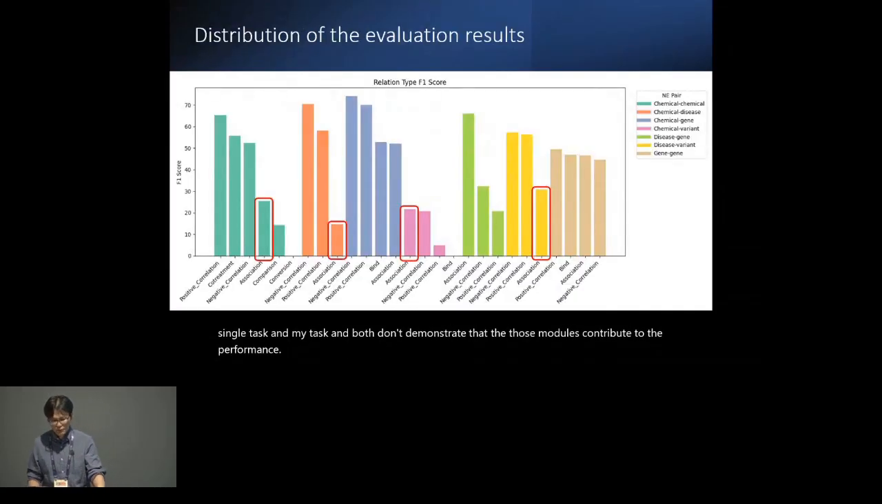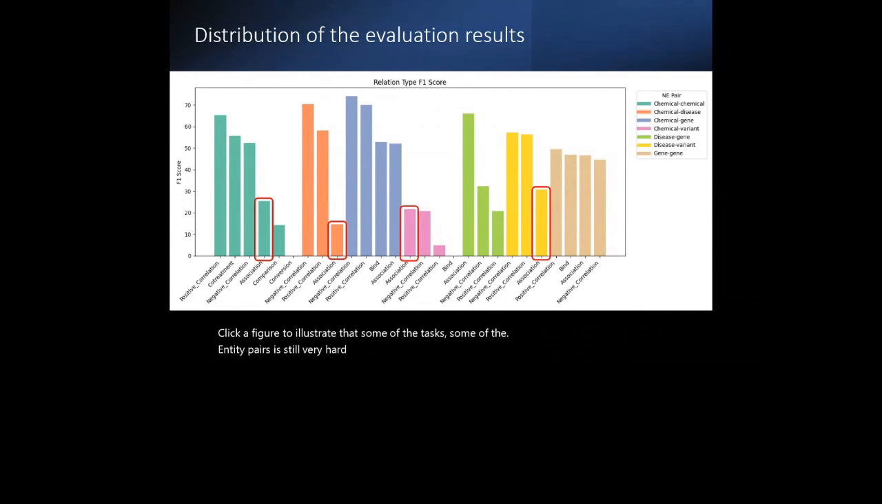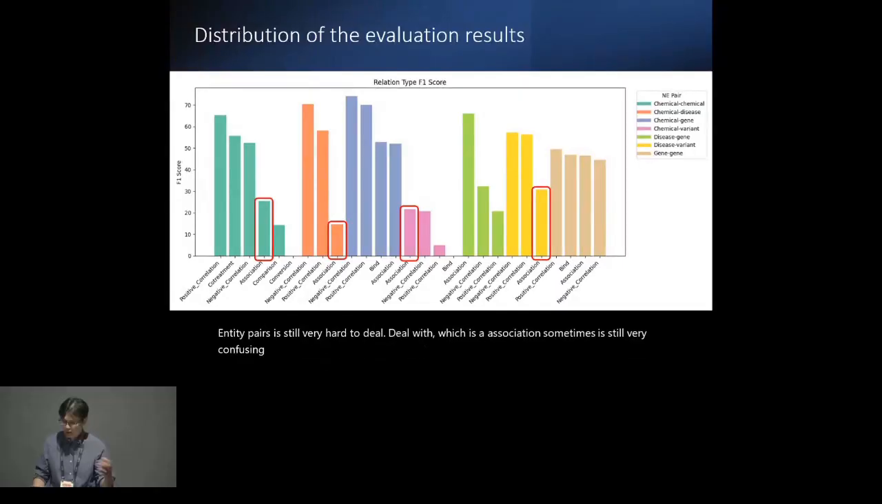And we evaluate the results, and here's a quick figure to illustrate that some of the entity pairs are still very hard to deal with, where association sometimes is still very confusing to other relation types.